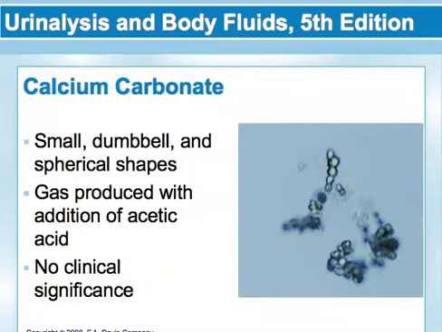Calcium carbonate are small and colorless with dumbbell or spherical shapes. They can be seen in clumps that can resemble amorphous, but they can be distinguished with acetic acid because they produce gas when it is added. They are birefringent and they are not clinically significant.